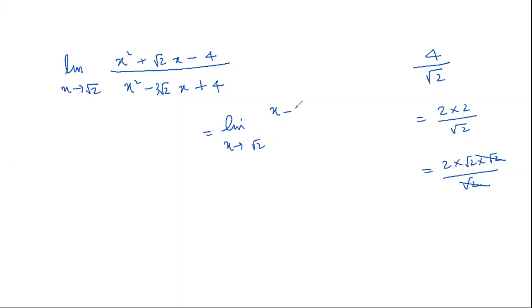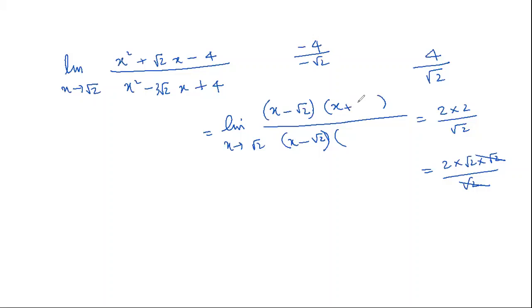So do you agree the factor was x minus root 2? Yes, Kevil, you are correct. And the denominator also has x minus root 2. What will be the other factors? x plus 2 root 2 and x minus 2 root 2. 4 divided by root 2, minus 4 divided by minus root 2, that will give me plus 2 root 2. I showed you how you get 2 root 2. Again 4 divided by minus root 2 will give you minus 2 root 2. x minus 2 root 2.